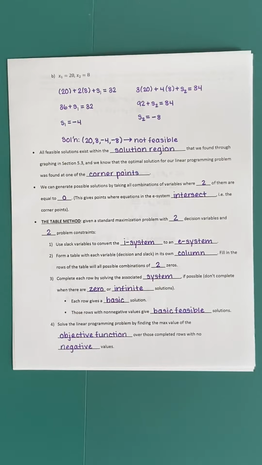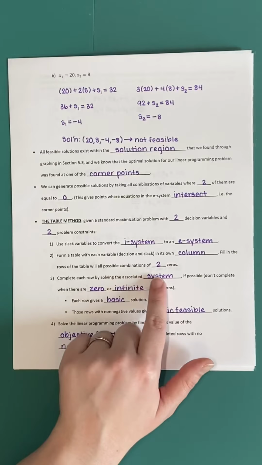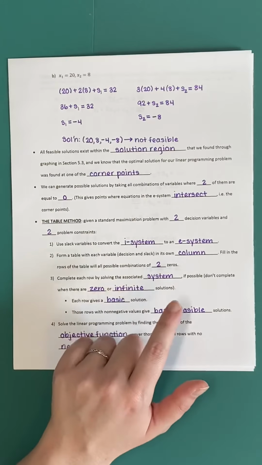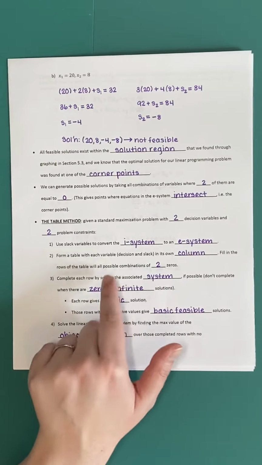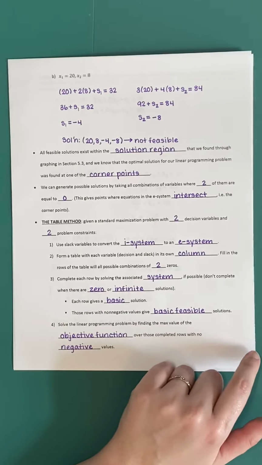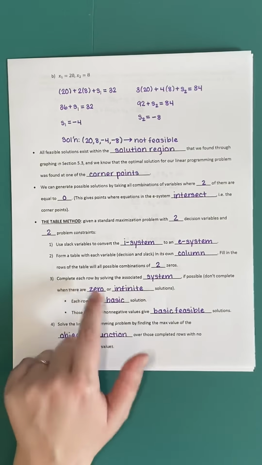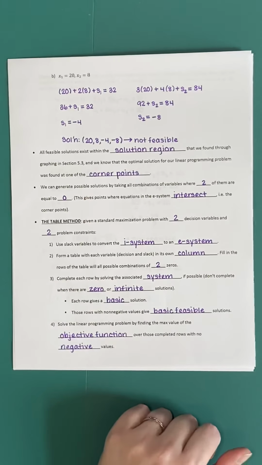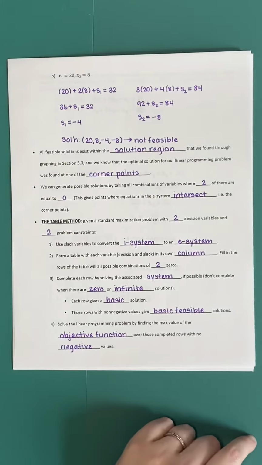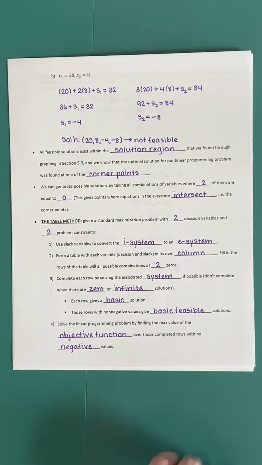So what we end up with is a system of equations. For each row, we have a small system of equations, and we're going to solve that system if possible. We're not going to complete the system when there are no solutions or infinitely many solutions. Those situations don't pop up very often, but if they do, then we know that particular row doesn't represent a possible solution to the linear programming problem, so we're not going to worry about that row. Each row gives what we call a basic solution.